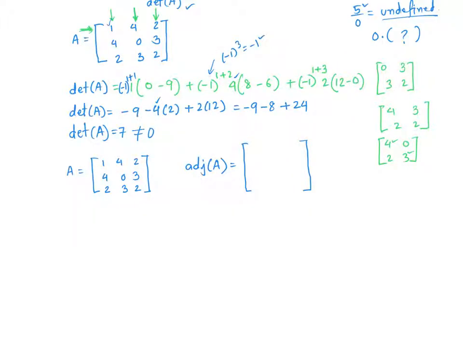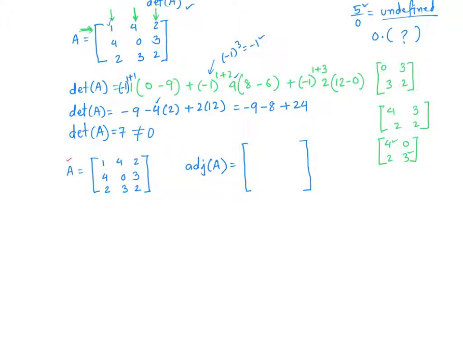The next step in finding the inverse is finding the adjoint of the given matrix A. Finding the adjoint of a matrix A is similar to finding the determinant, except that you don't multiply by the corresponding entries in the matrix A. So let's go ahead and just do it so that you can see an example.